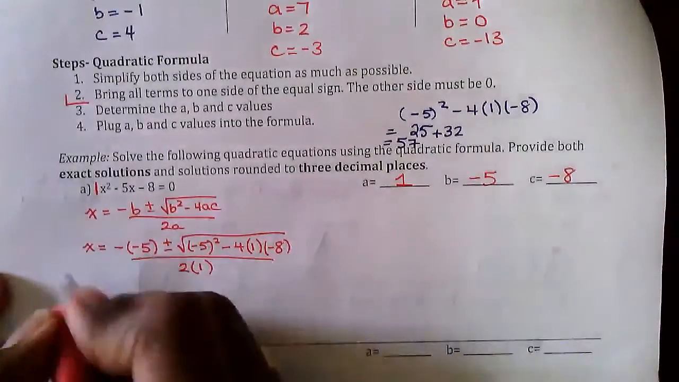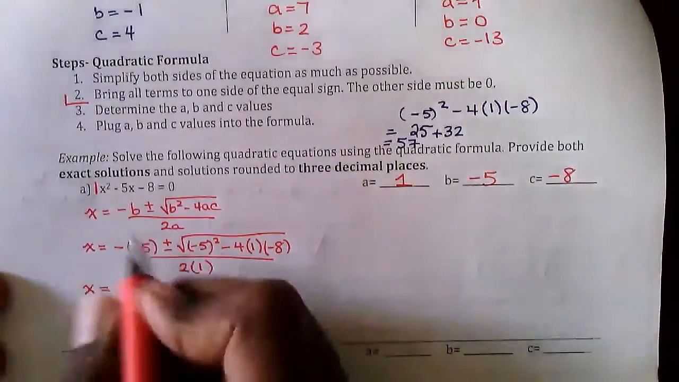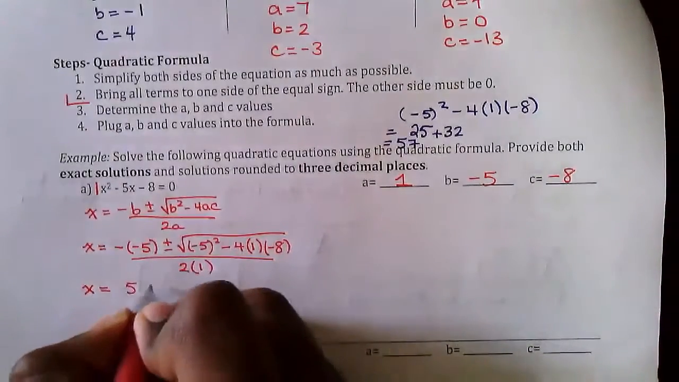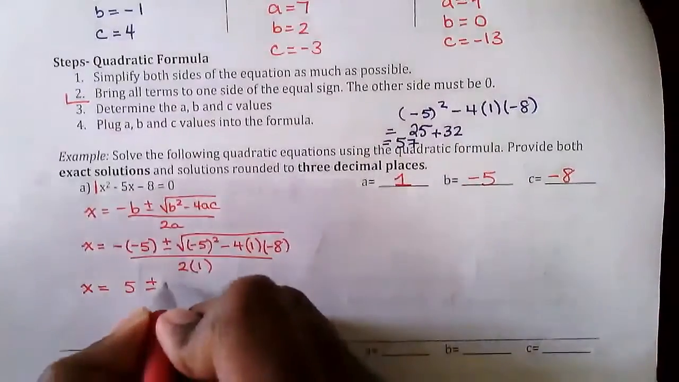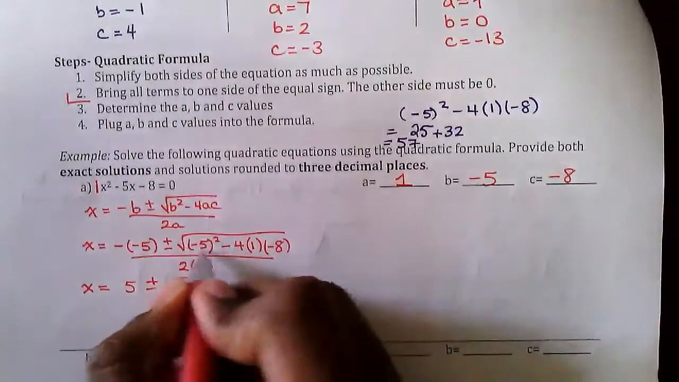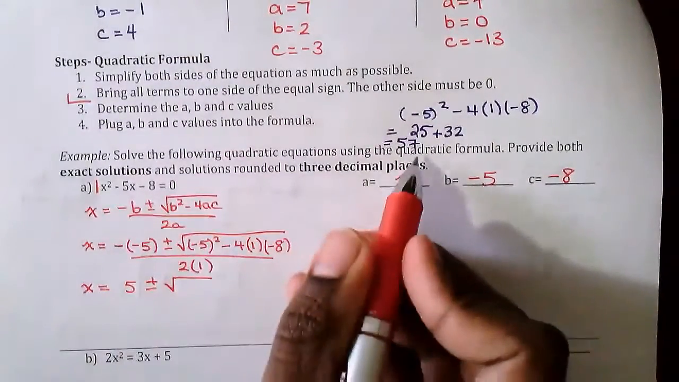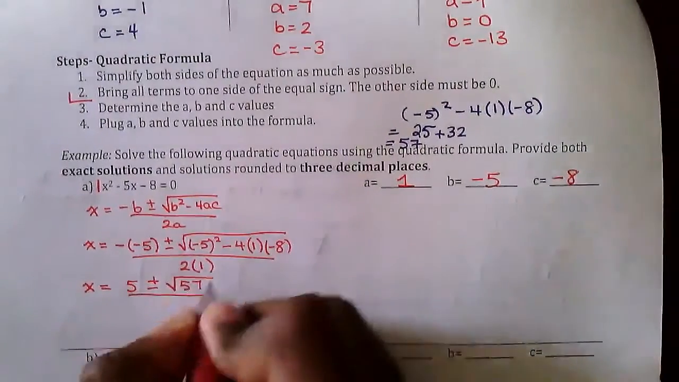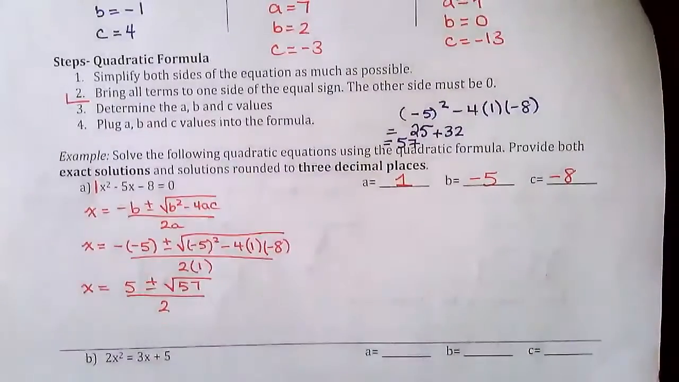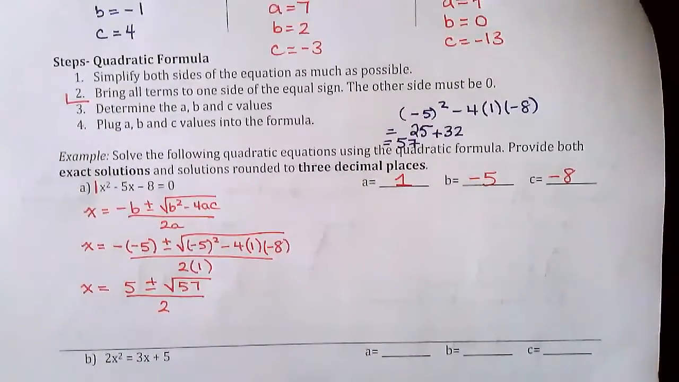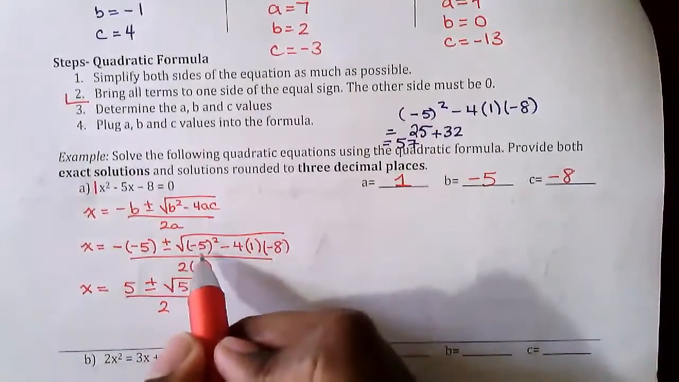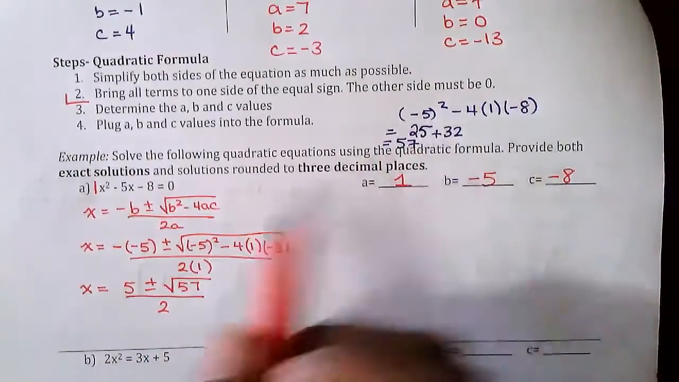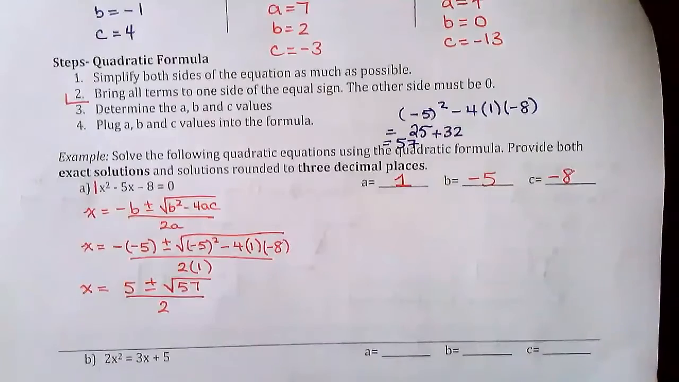So if I was to simplify this, I have x is equal to, I have a minus and a minus, so that's going to be a +5. I copy down the plus minus, and now I have square root. I said this entire thing is the same thing as 57. So 57 divided by 2 times 1, which is 2. So now it seems more manageable. So underneath the square root is where you're going to have the most expensive amounts of math to do. So do those off to the side and then fill in your answer.